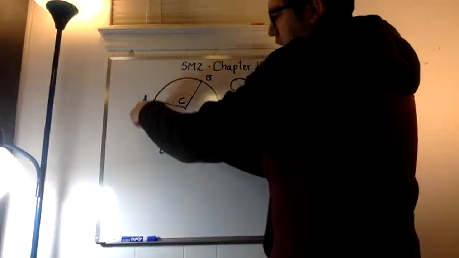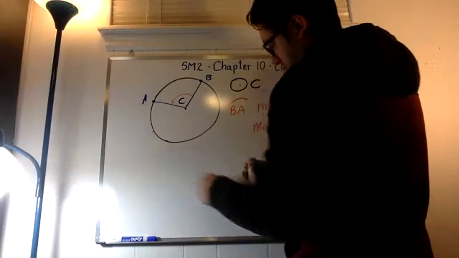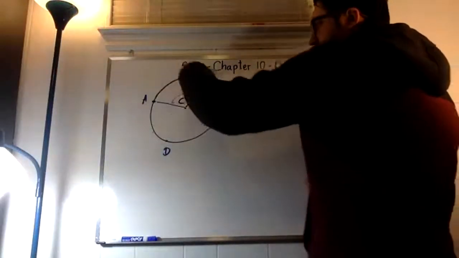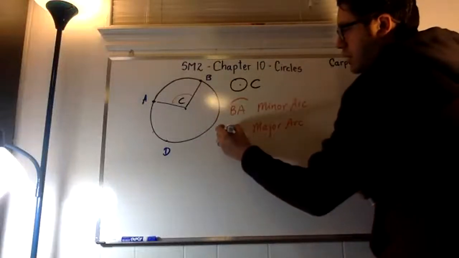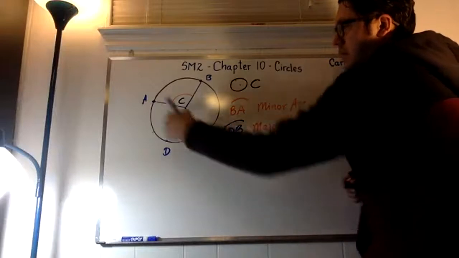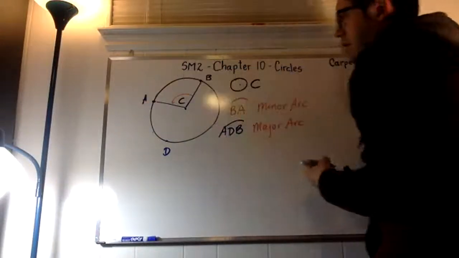I go from A, I'm sorry, I have C and C. Let's use a different letter. So I need to use 3 letters to describe a major arc. So the major arc will be A, D, and B, okay? That's how I describe the major arc.